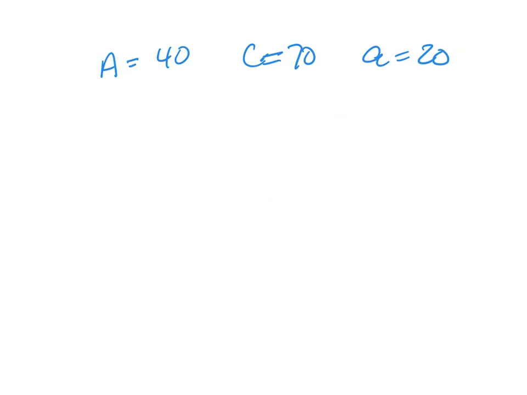So if I were to be given this problem here where big A is 40, little a is 20, so we have 40 here and 20. And then we have big C here is 70. What rule would I use to solve this one? Would I use cosine or law of sine?